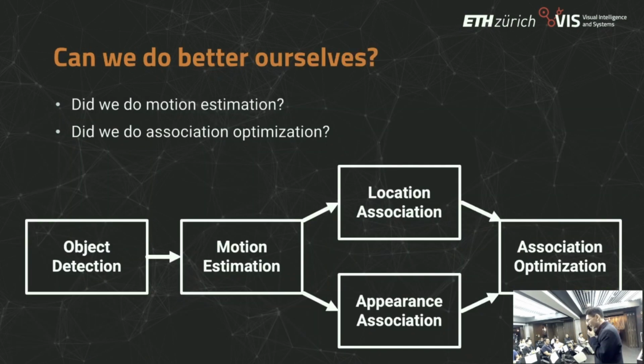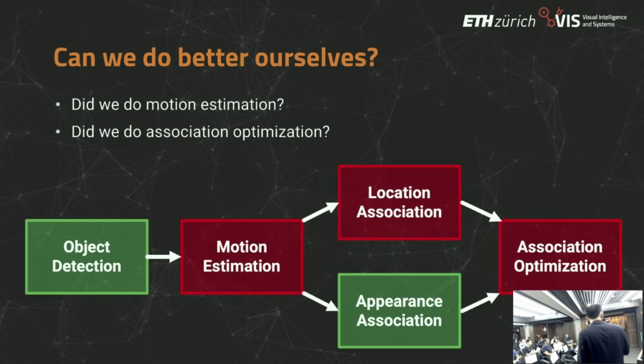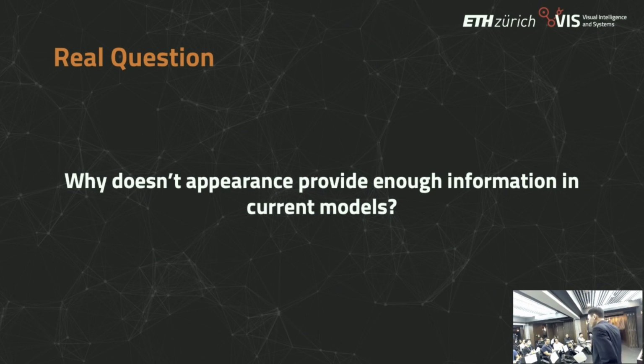Basically, I want to convey the idea that when we do the tracking, we actually do not do motion estimation or association optimization. We just directly detect the objects, and then based on their similarity, we can directly call out what the association is. Then the question here is why does the appearance, like in deep learning models, not provide enough information? If this provides enough information, then our problem is solved. We can just use appearance and learn the feature embedding, just like in classification, and then do the object tracking and association.